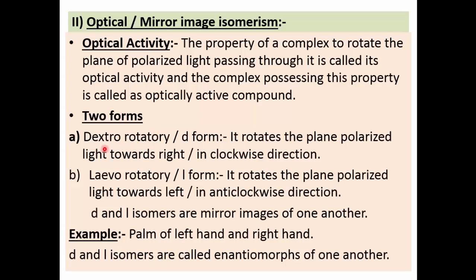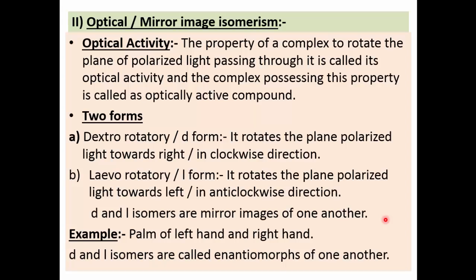First one is dextrorotatory, or the D form. It rotates the plane of polarized light towards the right, or in a clockwise direction. Second form is called levorotatory, or the L form. This rotates the plane of polarized light towards the left, or in an anti-clockwise direction. These D and L isomers are mirror images of one another.